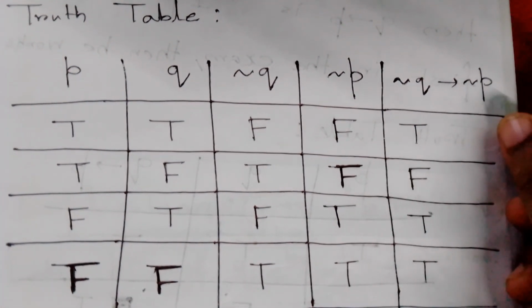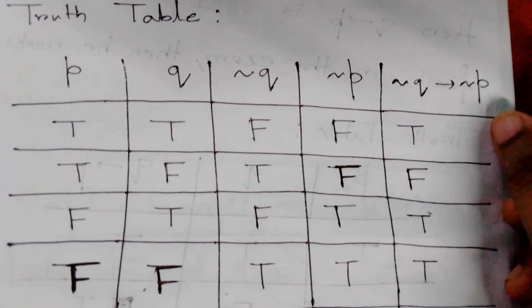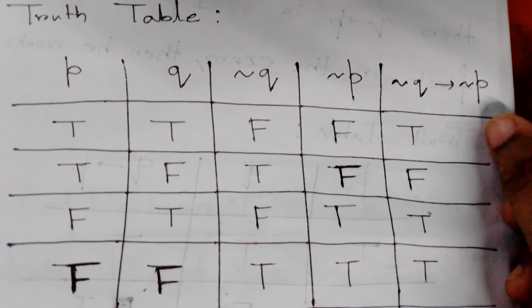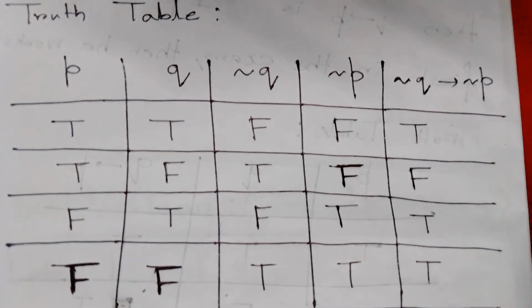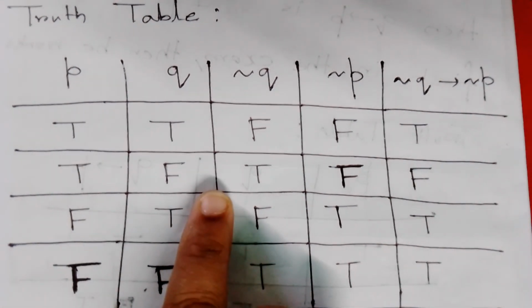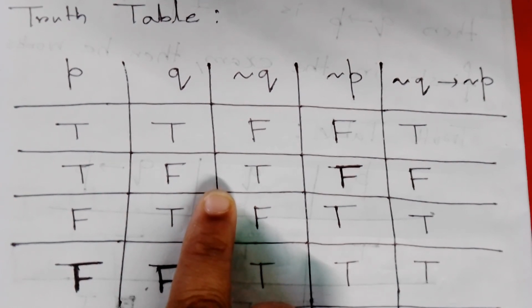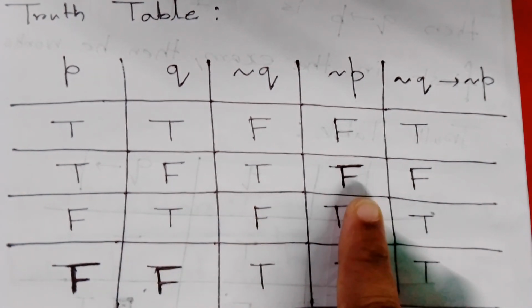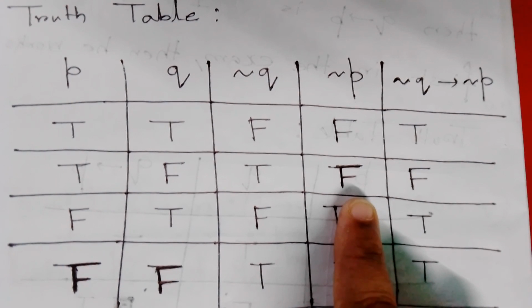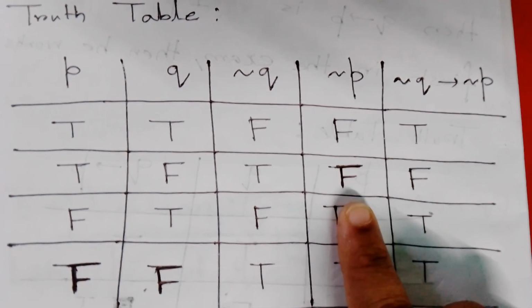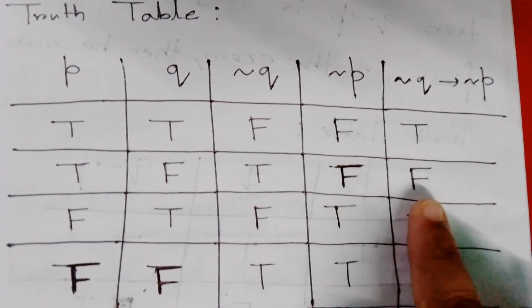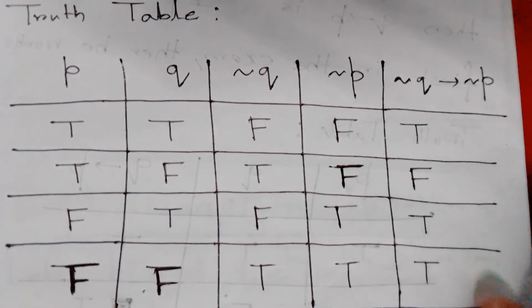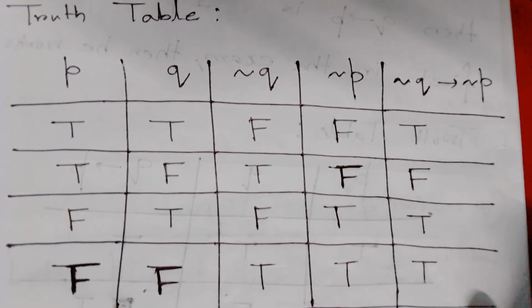So the negation of Q implies negation of P will just follow the basic implication rule. So when negation of Q is true and negation of P is false, then only the negation of Q implies negation of P will be false, otherwise it will be true. So this is the basic formula of contrapositive.